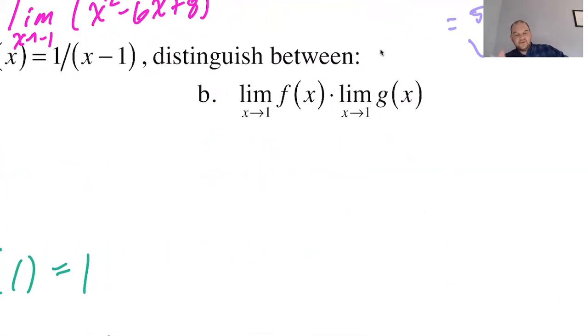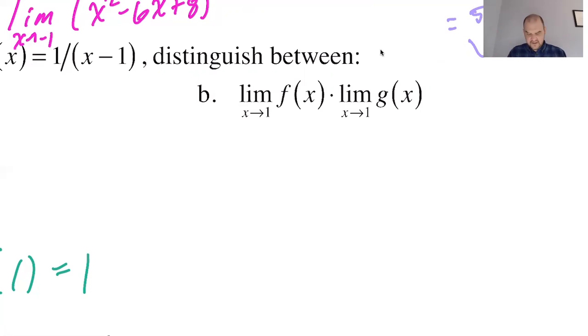So the limit of a product is the product of the limits, provided that both limits exist. So if the limit as x approaches 1 of f of x and the limit as x approaches 1 of g of x both exist, then I'm allowed to change problem B into problem A.